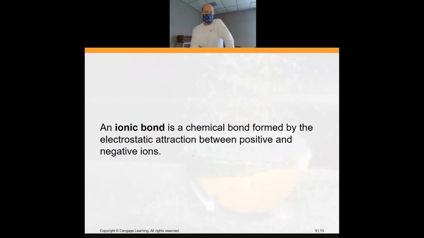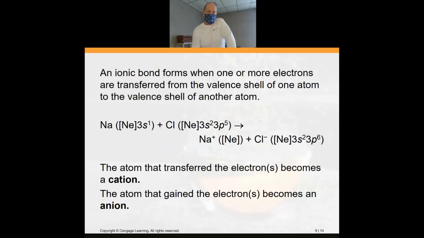All right, so here is ionic. Electrostatic attraction between a plus and a minus, the Na+, Cl-. So here's the example that I just showed where your 3s1 electron is going into the 3p5 to make it a 3p6. Now this is the electron configuration of argon, and this of course is the electron configuration of neon.